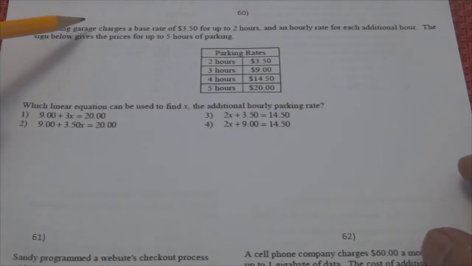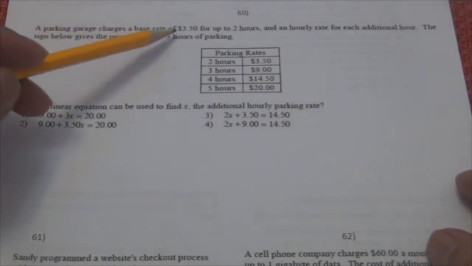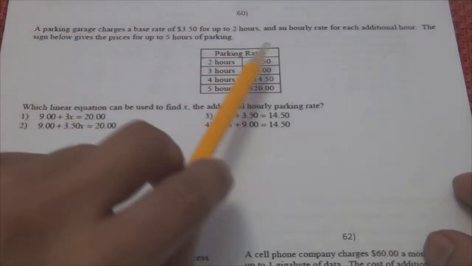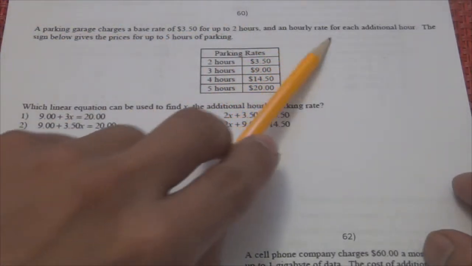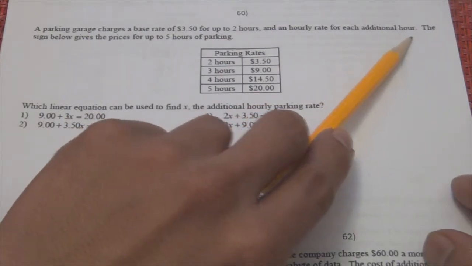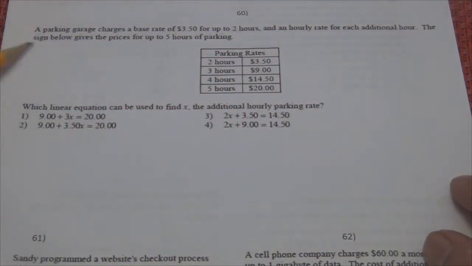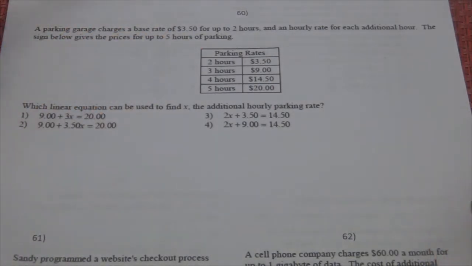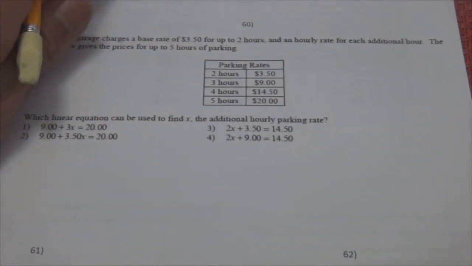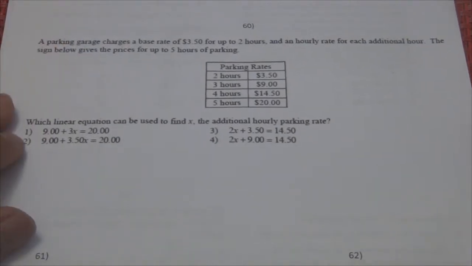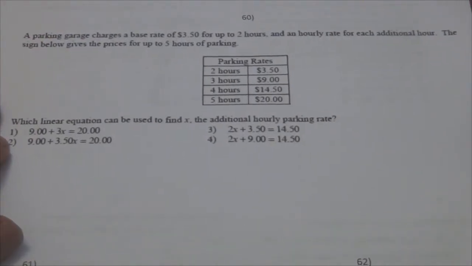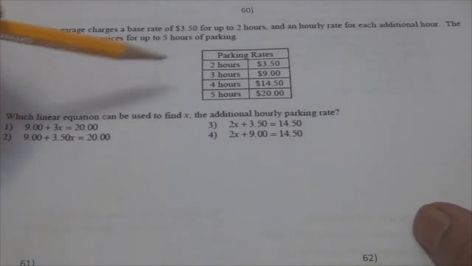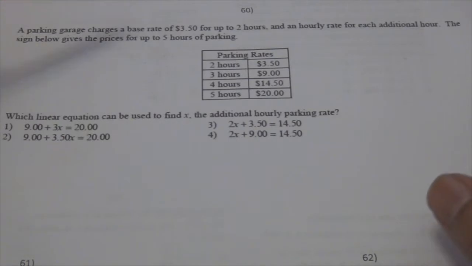A parking garage charges a base rate of $3.50 for up to 2 hours, and an hourly rate for each additional hour. The sign below gives the prices for up to 5 hours of parking. So, which linear equation can be used to find x, the additional hourly parking rate?